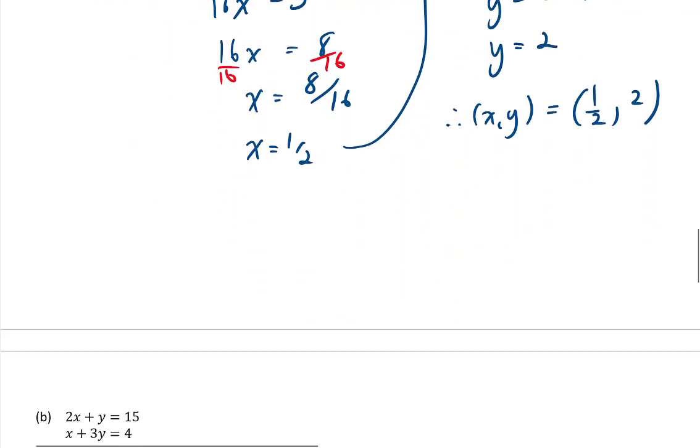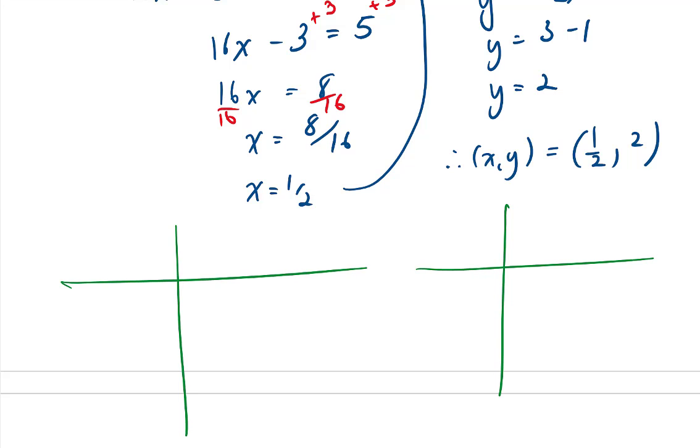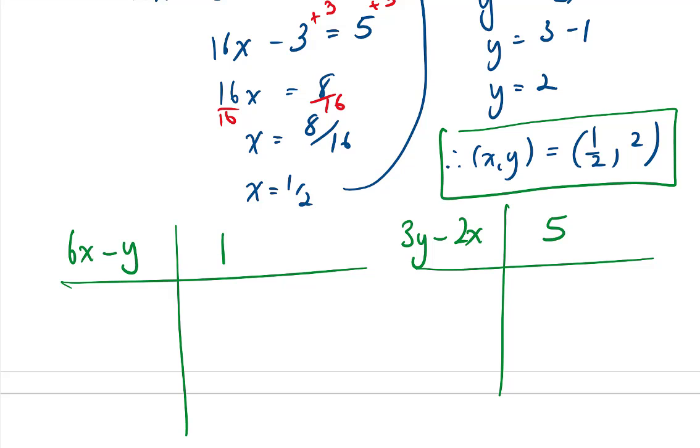Of course, last step is to verify our work. We have to go back to our first 2 original equations. Always use the original equations. Our first one was 6x minus y equals 1, and our second one was 3y minus 2x equals 5. So let's sub in the values for x and y given by this point. I have 6 times a half minus 2. So let's check. Half of 6 is 3. 3 minus 2 is 1.